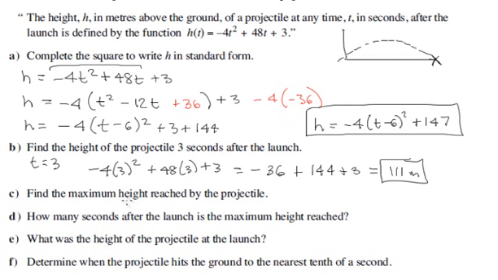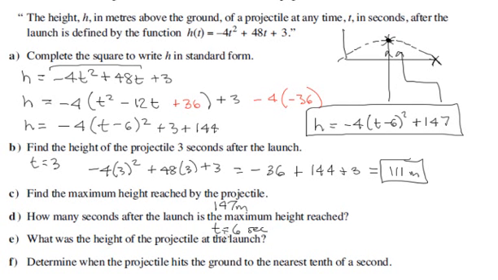Find the maximum height. Guess what? We have already. This tells us the location of the vertex. The vertex is at 6, 147, which is right there. That is our highest point. These two numbers are telling us the highest point happens at 6 seconds, and the highest point is 147 meters up. So how many seconds after launch is maximum height reached? At t equals 6, because that's the location of this highest point when the time is 6 seconds.